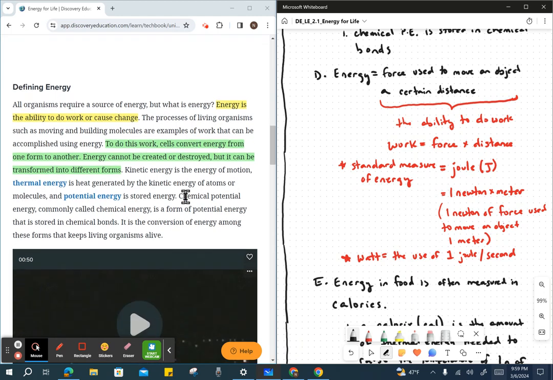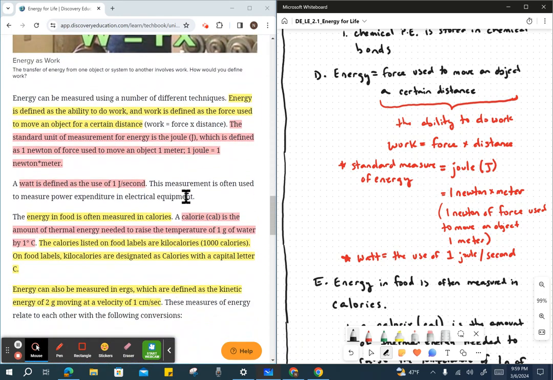So if you continue to kind of scroll down there, what is energy? Energy, if we take a look at this paragraph here on the left, is defined as the ability to do work, and work is defined as the force used to move an object for a certain distance. So we went ahead and wrote that down there. Energy is the ability to do work, defined as the force used to move an object a certain distance. And that's why we say that work equals force times distance, and that would equal a joule, or 1 Newton times a certain distance, meter.